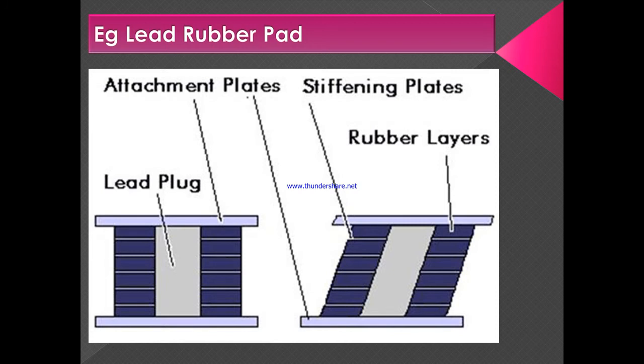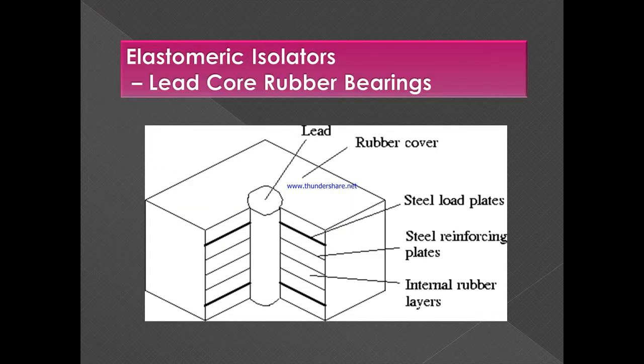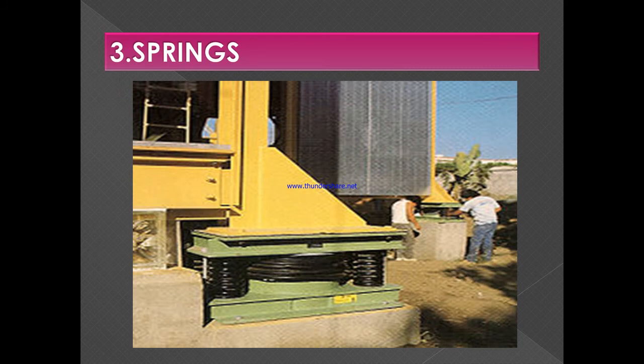So this is the attachment. The lead plug is provided in between, and on either side are attachment plates. There is a rubber layer on the outer part, and in between the lead plug is there. This is a typical internal cross section. Lead is there, rubber cover is provided, steel loading plate is there. So this is a typical arrangement.